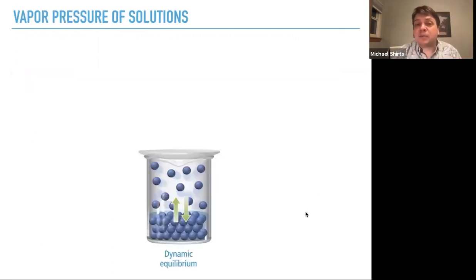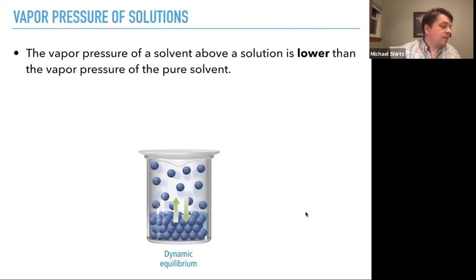So let's revisit the vapor pressure of solutions to understand how solutes might change that. So you have an enclosed container and you've got a dynamic equilibrium going on. You've got molecules reaching high enough kinetic energy, escaping from the liquid into the vapor phase. And every now and then, a particularly cool molecule in the vapor will stick onto the liquid and go into the liquid. Okay. So the vapor pressure of the solvent above a solution, and this is key, is lower than the vapor pressure of the pure solvent.